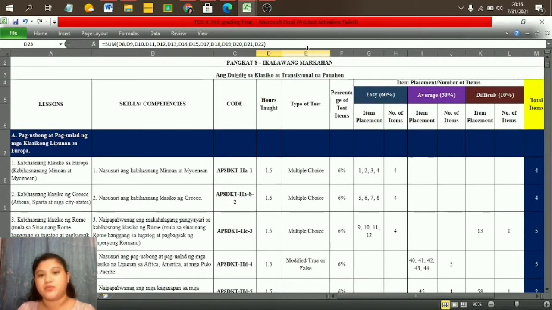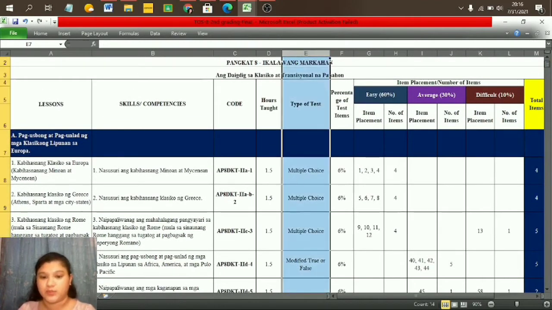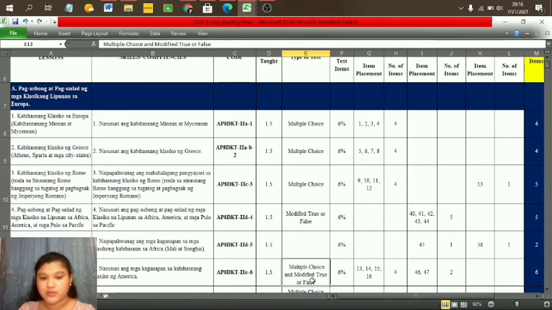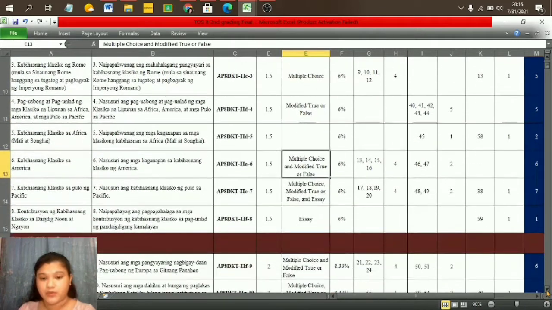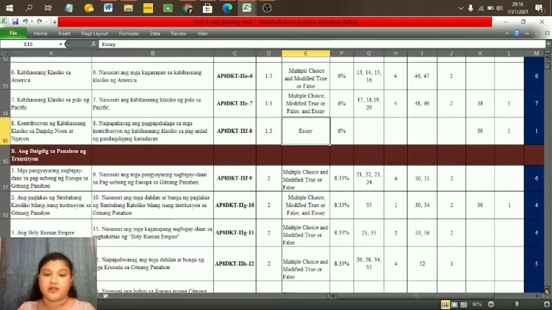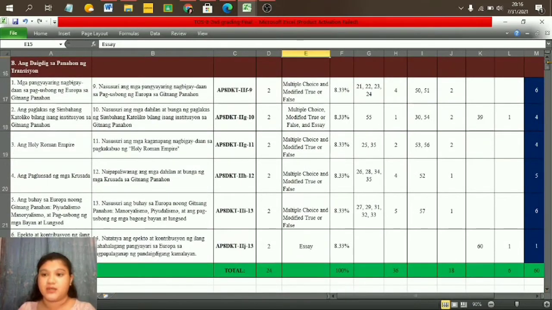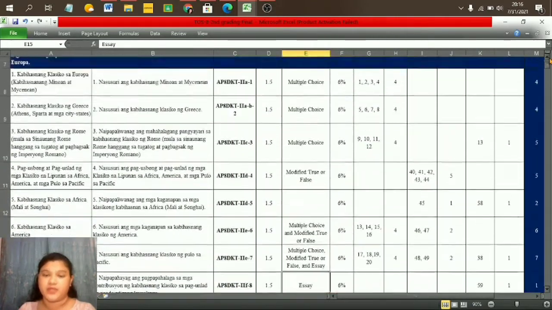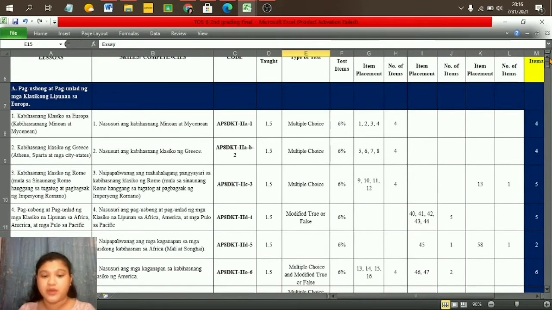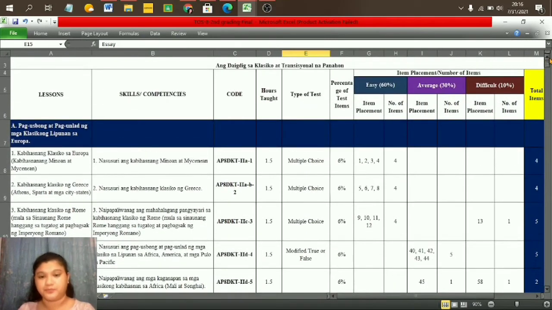The next one would be the type of test. We can see multiple choice and modified true or false, and then we could also see the 3 types of exams here: multiple choice, modified true or false, and lastly, the last part of the exam would be an essay. So there are 3 categories or types of exams here.